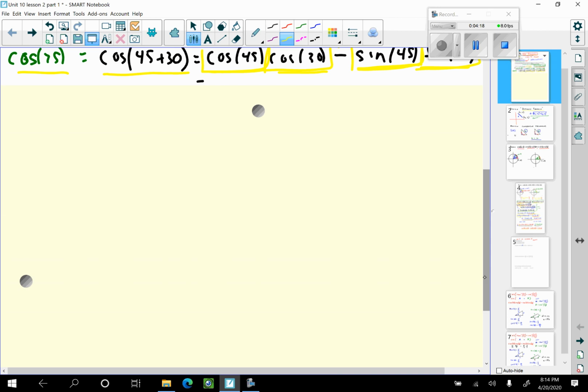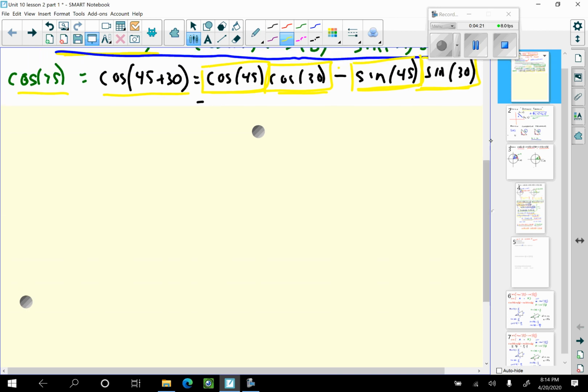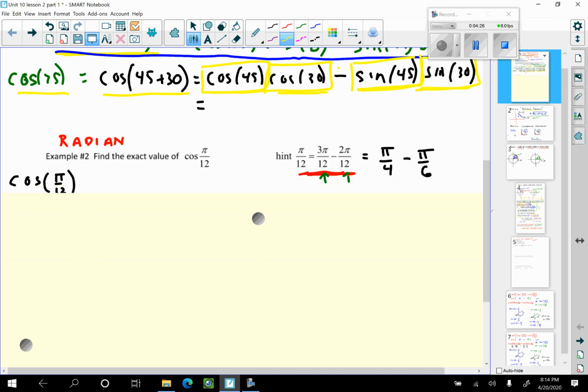So what is the cosine of 45 degrees? This is going to be the square root of 2 over 2. And what's the cosine of 30 degrees? Using your unit circle, it is the square root of 3 over 2. Hey, what's the sine of 45 degrees? That's the square root of 2 over 2. Hey, what's the sine of 30? 1/2. So what is the exact value of cosine 75?